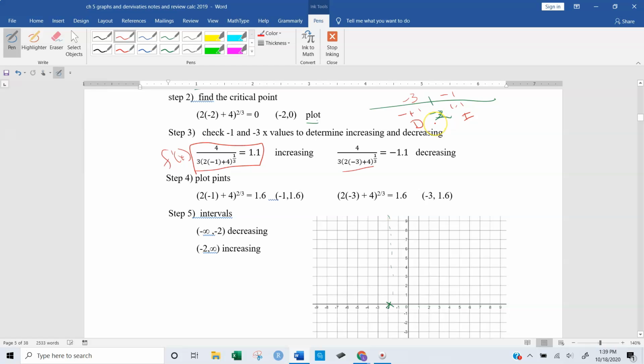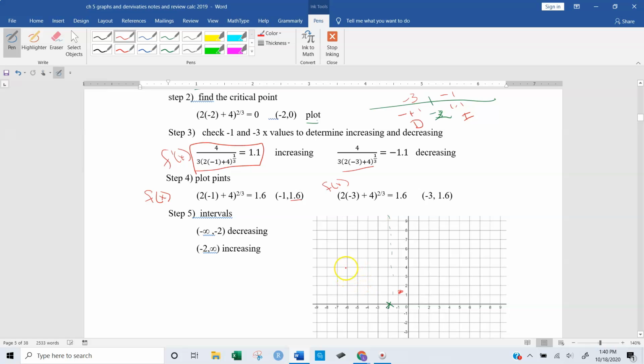But negative 2 is our asymptote or turning point. So what's going on? All right, so let's just plot a point here. If I plug in negative 1 into our original, I actually get 1.6. And I'm going to plug in negative 3 into my original, and I also get 1.6. So if I go to negative 1, I get 1.6. If I go to negative 3, I get 1.6.